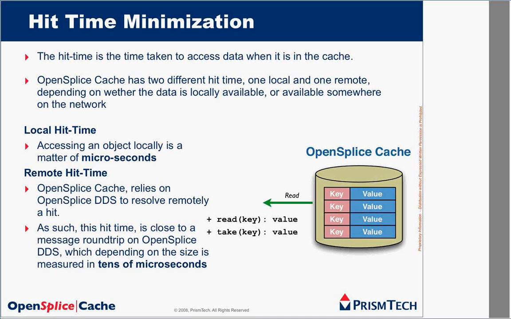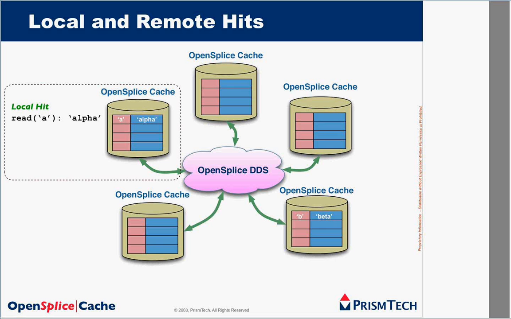Local hit or a remote hit. So let's assume that I've just started my application, and let's assume that on this node I've previously written A alpha, and in this other node, another application had written the pair B beta on the cache. So if on this node I try to read the key A, I will get back alpha, and I will get that through a local hit.